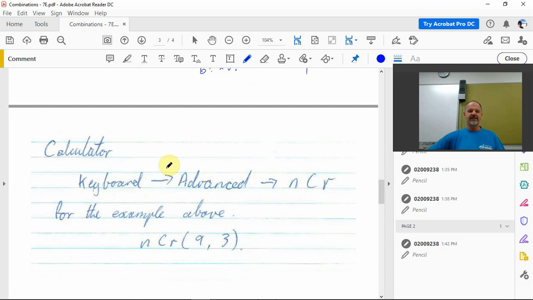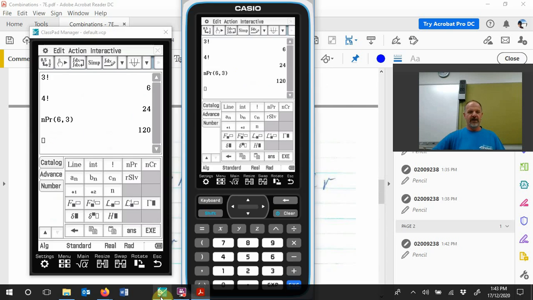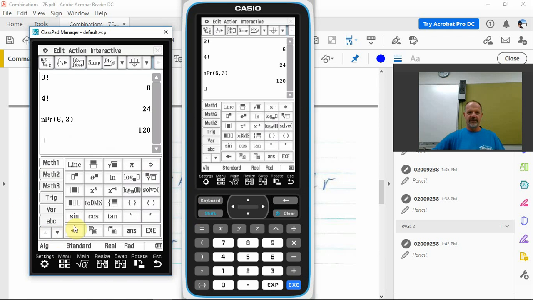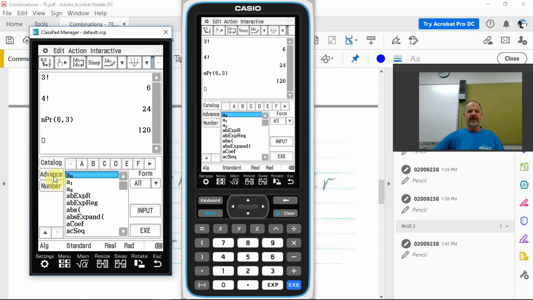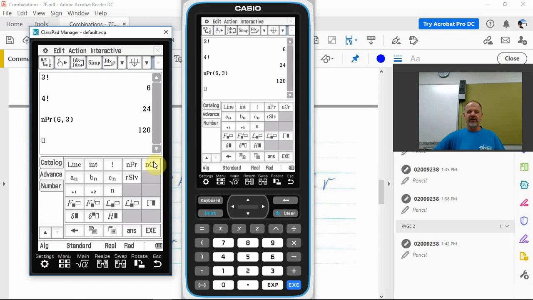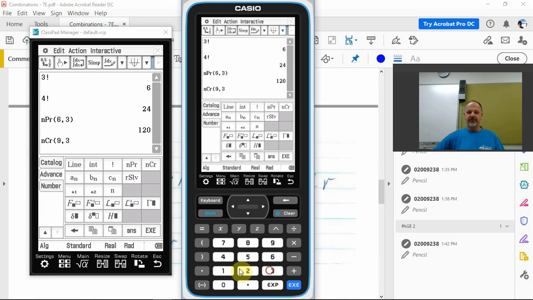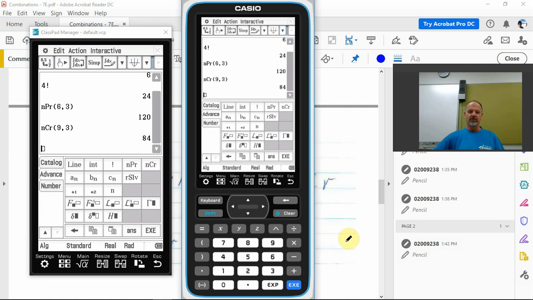Now, also remembering on your calculator, on the keyboard, and I pointed this out in one of the earlier lessons, and I'll go again. On our keyboard, go down to the next page, advanced. Now we've got nCr, and this one was 9. We had 9 things and we were choosing 3. There we go, 84.